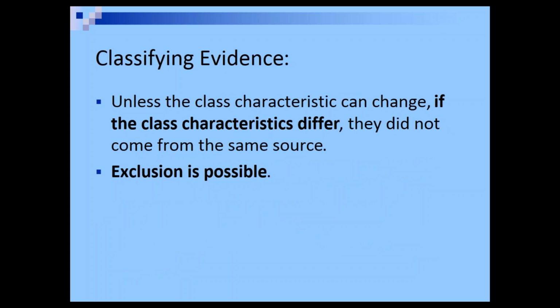But if class characteristics are different, like the color of a fiber, that can't change over time. The optical properties of glass can't change over time. It's not as though when the glass is broken, the refractive index was 1.7, and then when you analyze it later, it's changed to 1.4. No, a lot of these properties of fibers and glass and soil are fixed and don't really change over time. So if you do find a difference, it is possible with trace evidence to say, yeah, it definitely did not come from the same source.